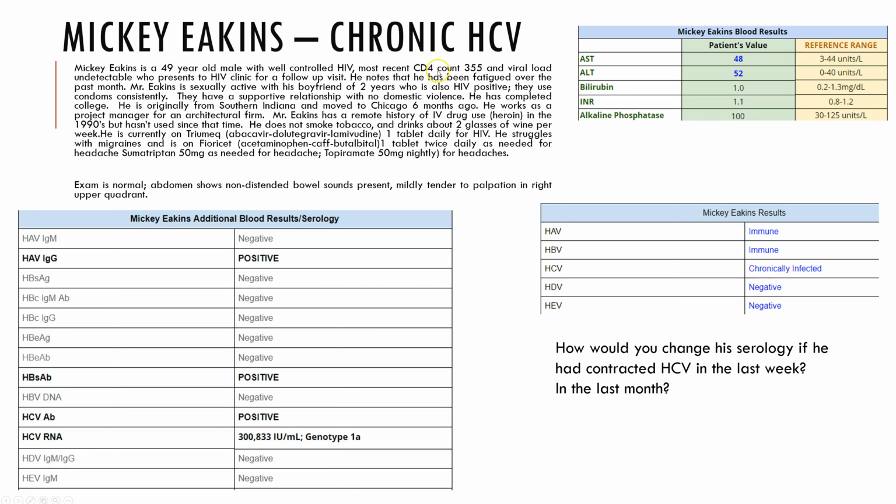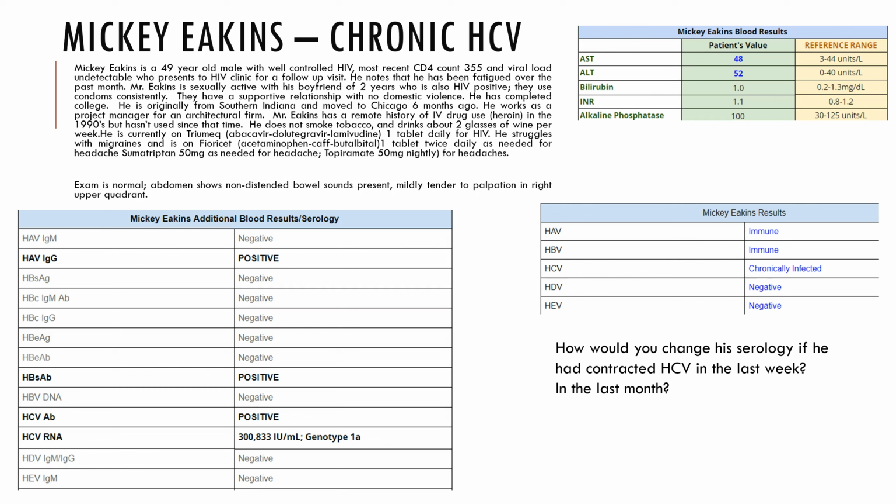Remember, he is immunocompromised, but his CD4 count is pretty good. If his CD4 count had plummeted, though, we might not see the antibodies. The titer could eventually be affected if it was an acute HCV infection. If it was a chronic HCV infection, we'd probably still see titer. All right, and that's all I have on HCV.